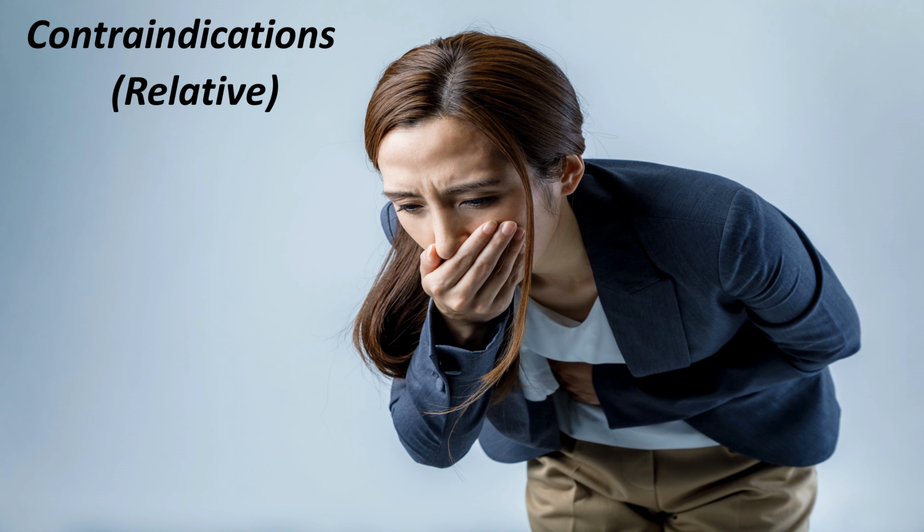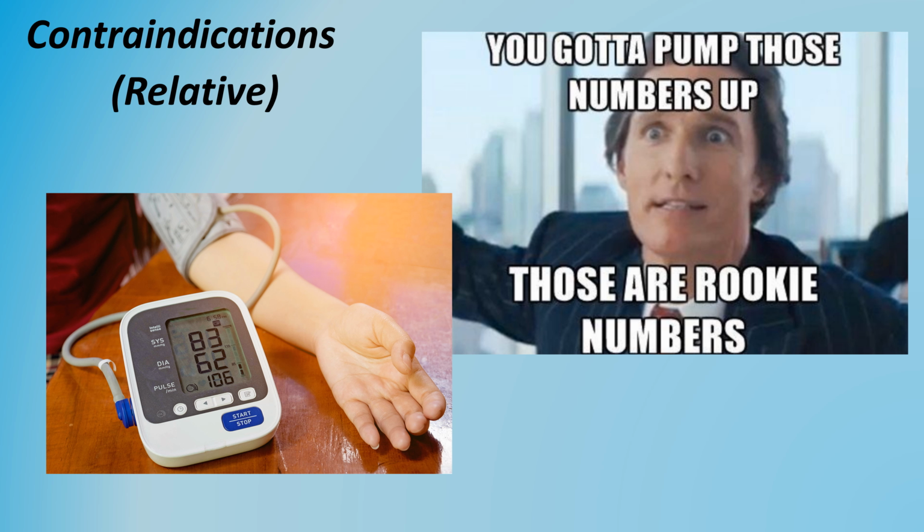Our second relative contraindication is going to be hypotension, or a systolic BP of less than 90 millimeters of mercury. Some of us come from a time where hypotension called for an aggressive fluid bolus. Thankfully, we're getting very far away from that. That makes this a relative contraindication. It's not quite as cut and dry.